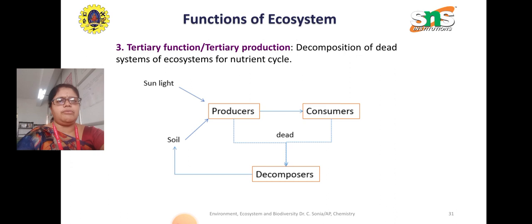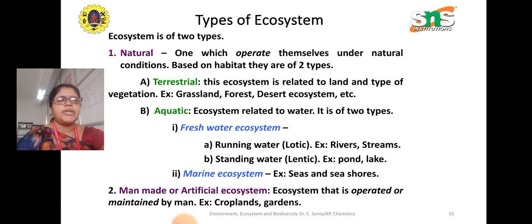So we can see from the picture, the producers, that is, it takes sunlight and the nutrient from the soil, and the consumers, they depend on the producers, and both the producers and the consumers, they die and they are decomposed by the decomposers.